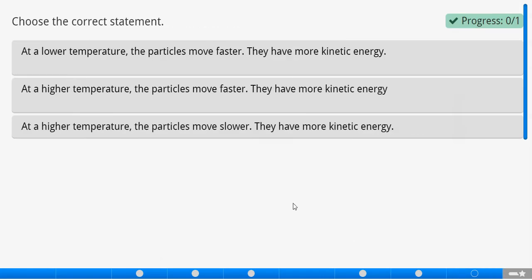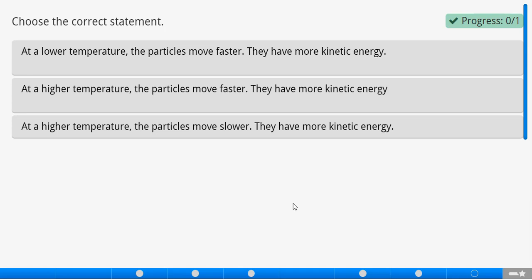So with that, let's choose the correct statement in the following sentences. At a lower temperature, the particles move faster. They have more kinetic energy. This is false because at a lower temperature, particles tend to aggregate towards one another, having a stronger bond. So they will not necessarily have more kinetic energy until they are heated. That is when they can move faster.